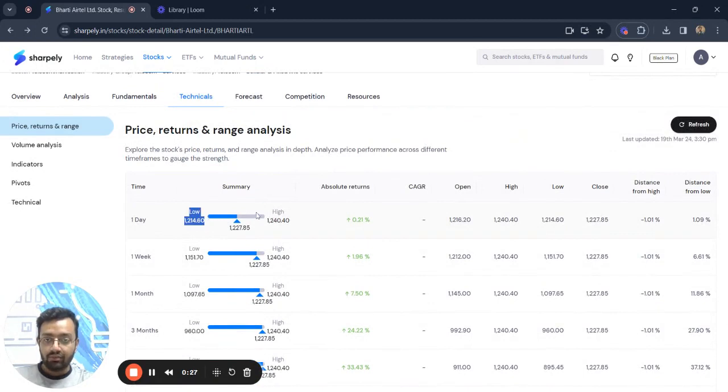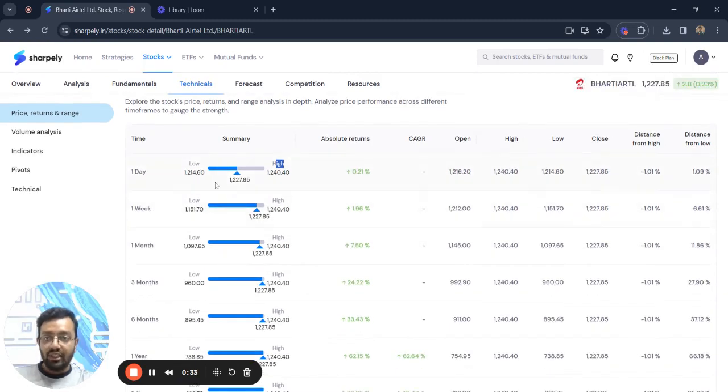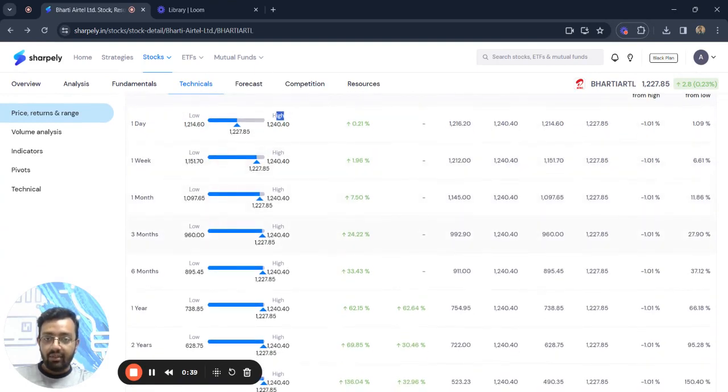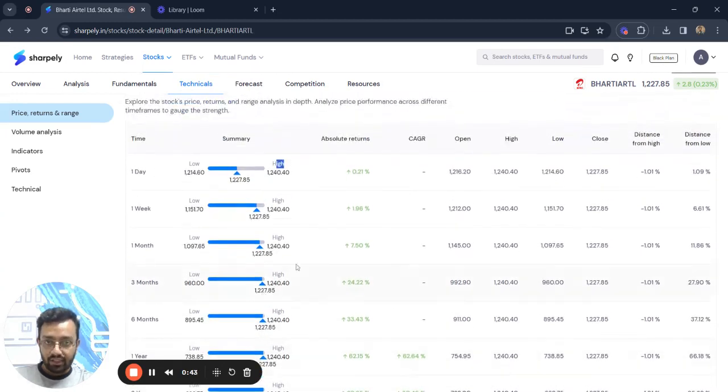What is the low price? What is the high price? And where the current price is compared to those highs and lows. So, if you see, the current price is in the middle if we take the 1 day data, but it is really near the high if we take 3 months, 6 months, or 1 year data.